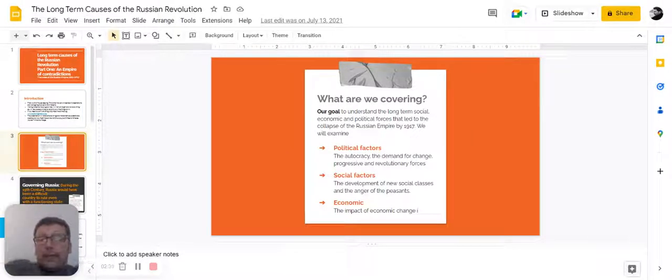So, in this section, what are we covering? Well, our goal is to understand the long-term social, economic, and political forces that led to the collapse of the Russian Empire by 1917. We will examine political factors, such as the Russian autocracy, the demand amongst the people for change, and progressive and revolutionary forces. And I'll talk about what those mean in just a moment.